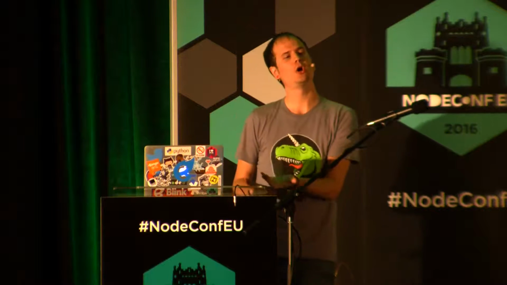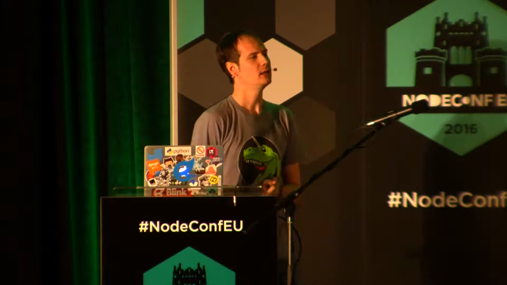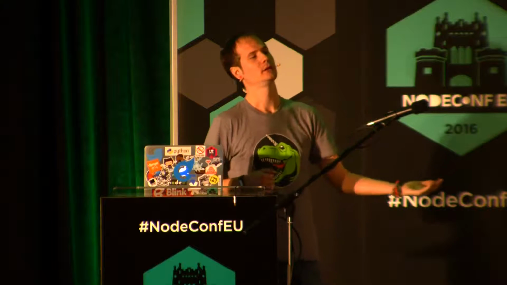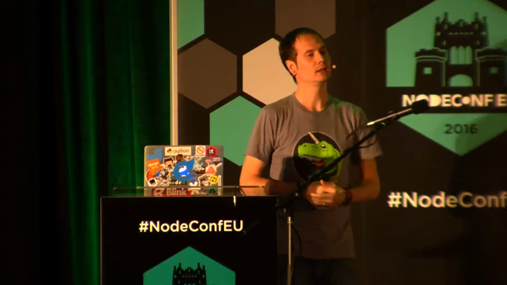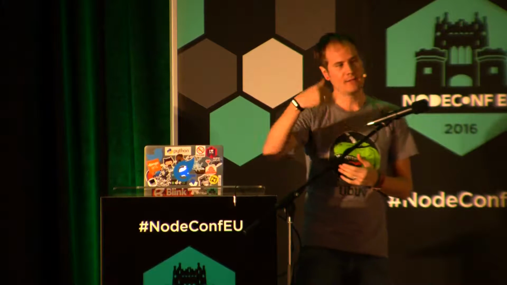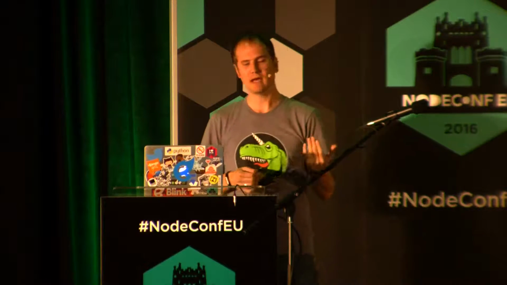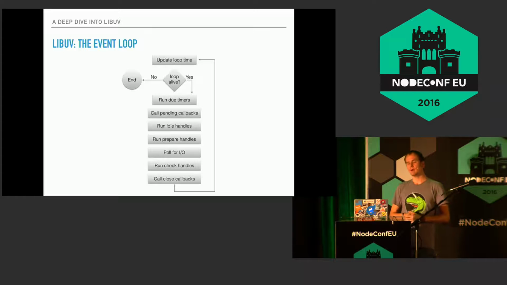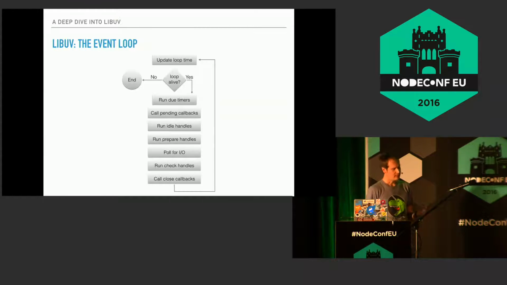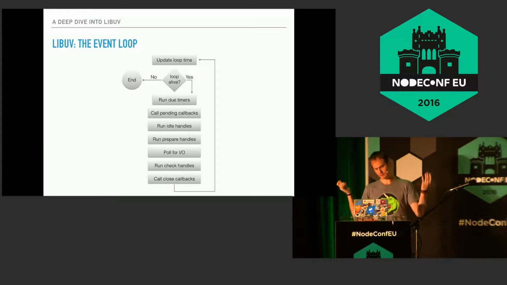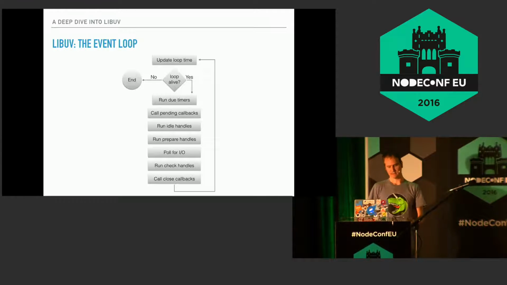Then we run pending callbacks. Pending callbacks are callbacks from previous operations that have completed. For example, when you want to write on a TCP handle, you do a write operation, the operation is performed, and then the callback with the result comes back at you. This is the moment in time when it comes back at you. Then we run idle handles, which are very poorly named because they don't run when nothing is idle. They run all the time. And they have an interesting property, which we'll see in a bit.